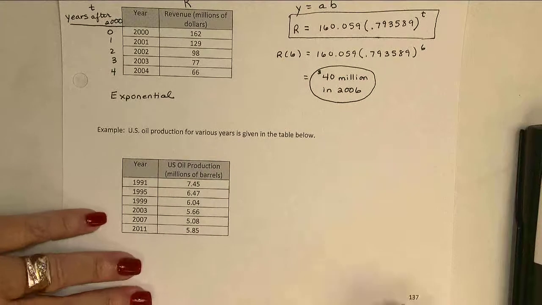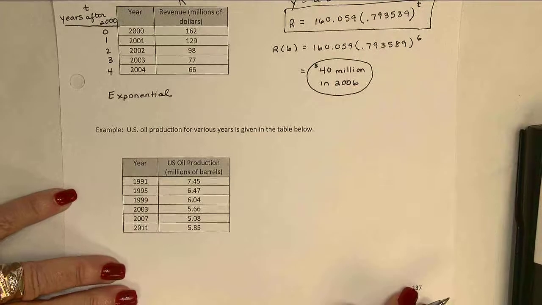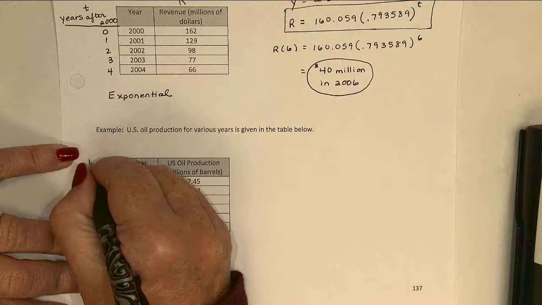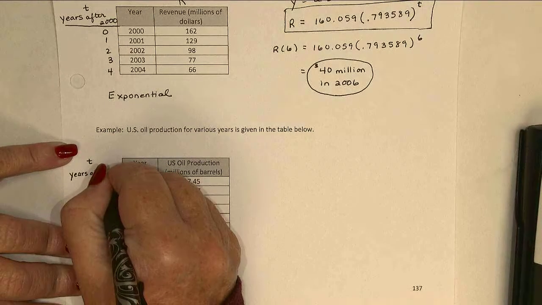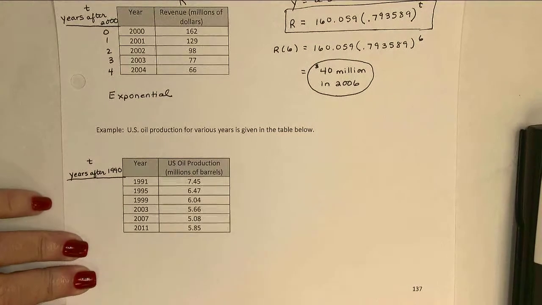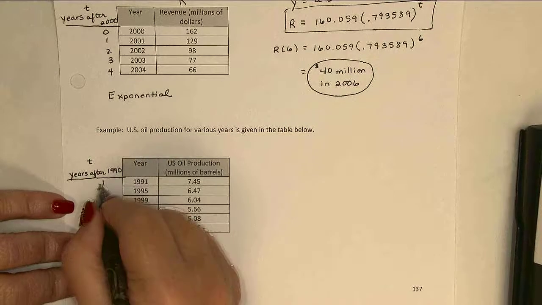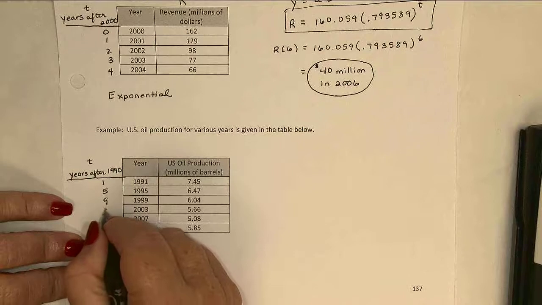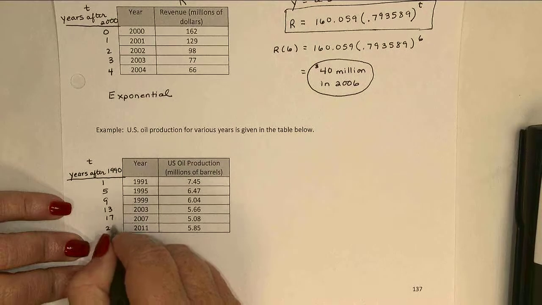All right, in the next problem, we have a chart showing U.S. oil production for various years. And let's see, they started in 1991. I'm going to go years after 1990. It's just easier for me to subtract. Notice that you can pick anything you want for the starting year, unless they tell us, and they didn't. So I'm going to go with 1, 5, 9, 13, 17, and 21 years after 1990.